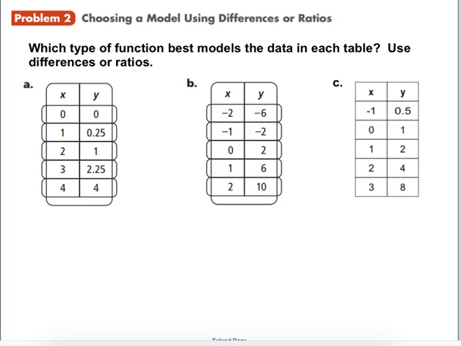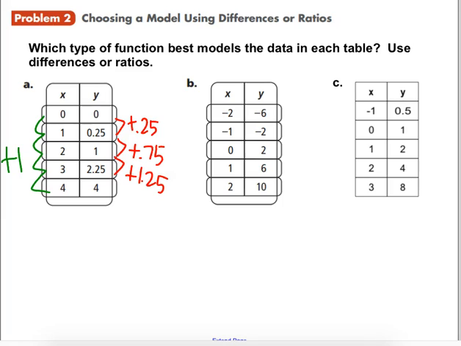So it says, which type of function best models the data in the table? Use the difference or the ratio. So again, just make sure, so they're not trying to pull a fast one on you, that your x's are going up by 1. By 1, by 1, by 1, by 1, plus 1. Now we're going to pop over to the y side and let's just see what's happening. So this is increasing by 0.25. Then from here is plus 0.75. And then from 1 to 2.25 is plus 1.25.